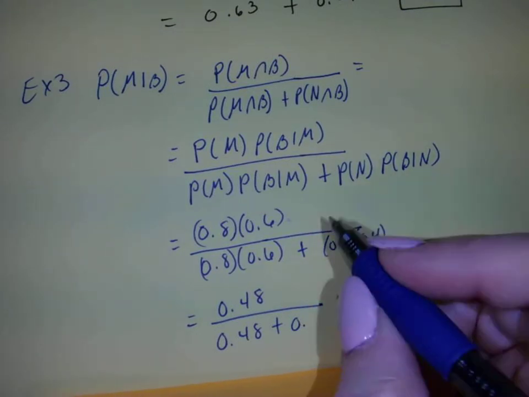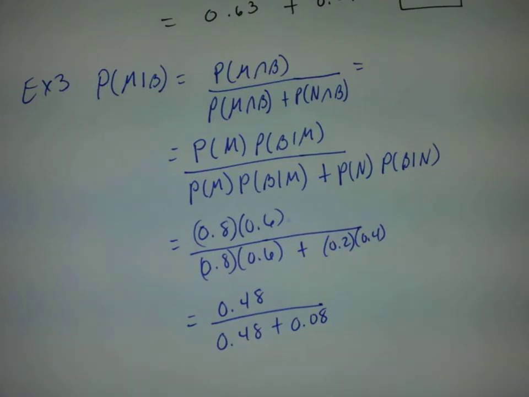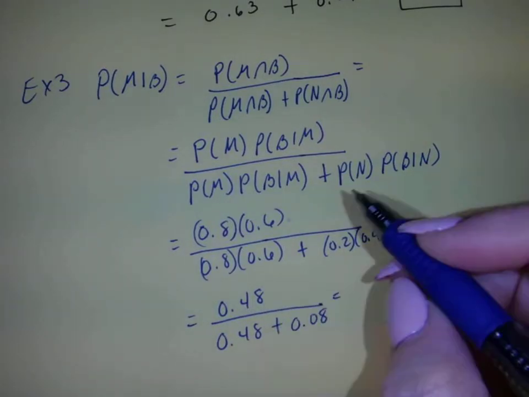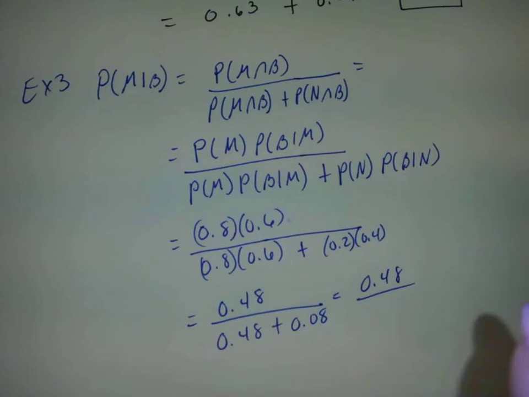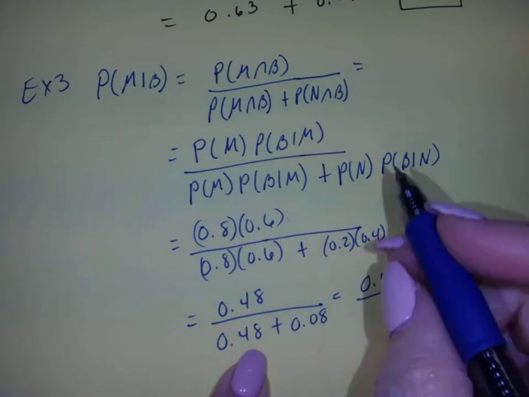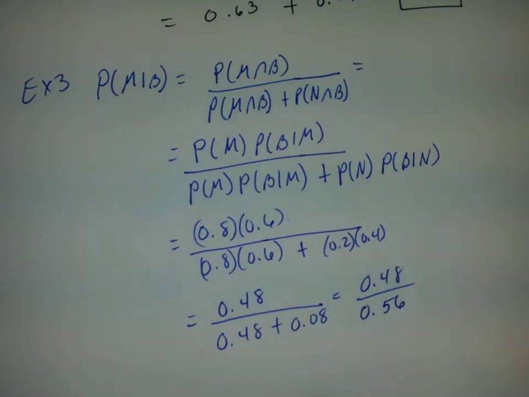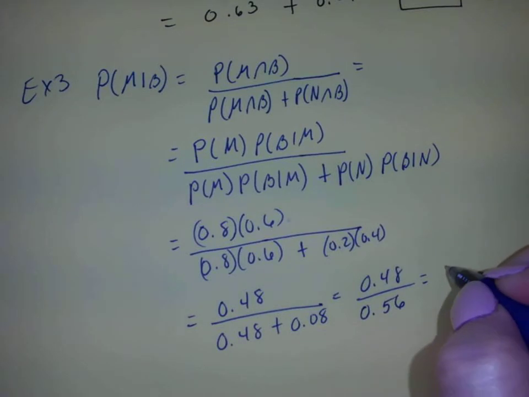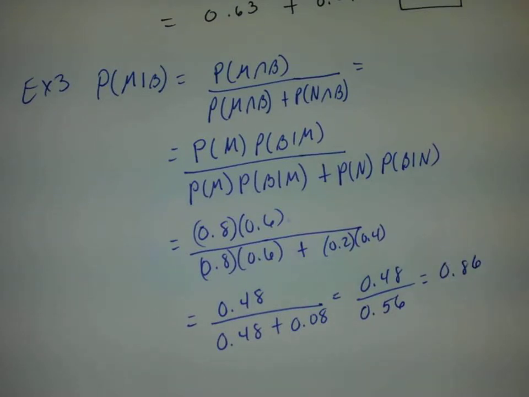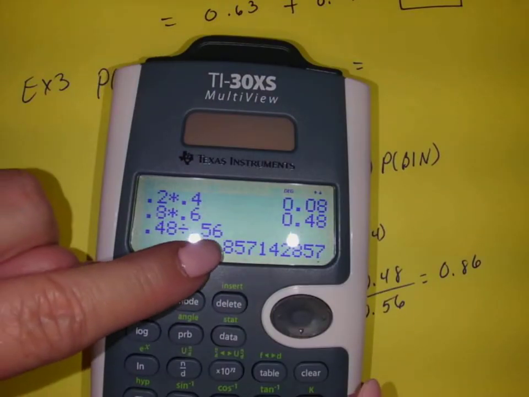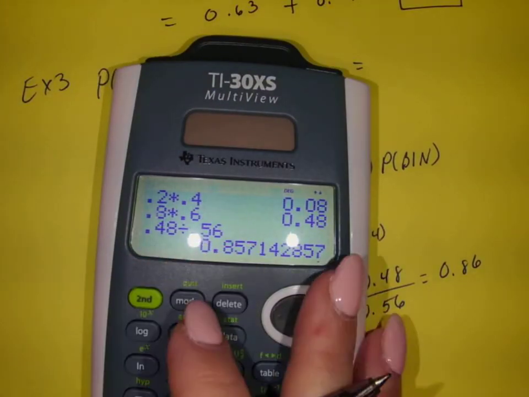Yep, 0.08. Let me make sure we have all of our zeros. Want to make sure that we don't make any mistakes with our zeros there. All right, so then when we add this together, we get 0.48, and 0.48 plus 0.08 gets us 0.56. And then when we do the division, we get 0.857, we'll round it to 0.86.